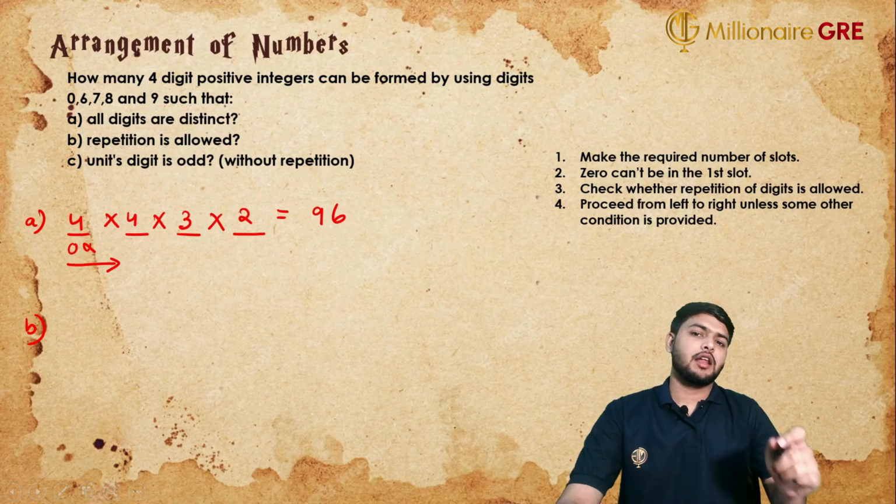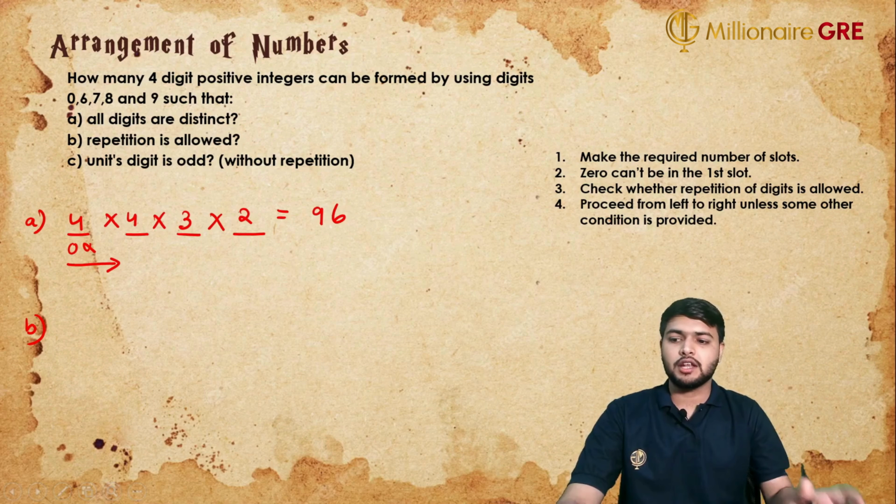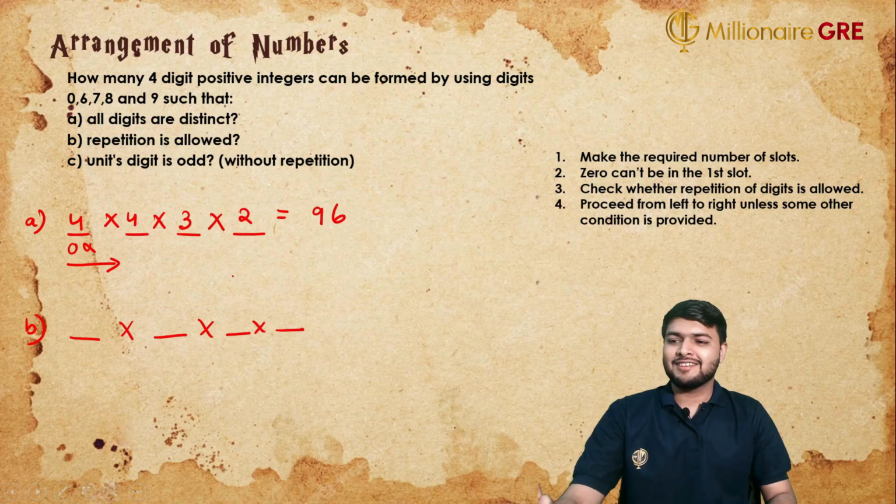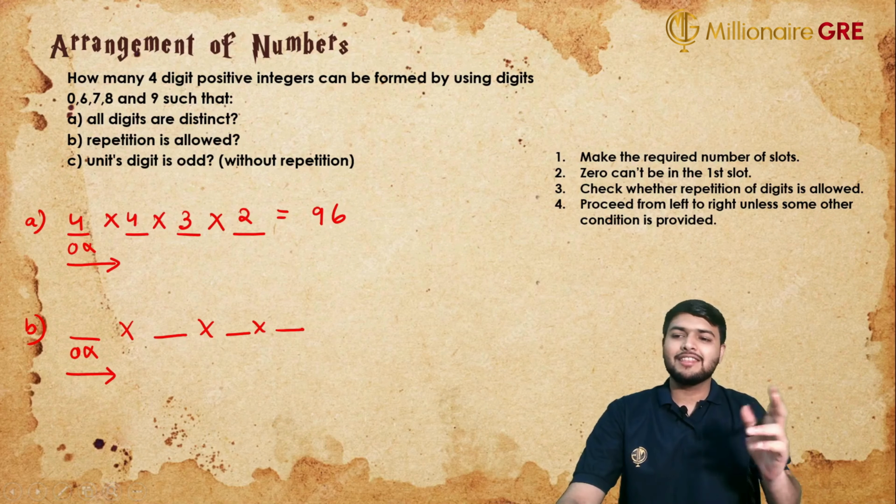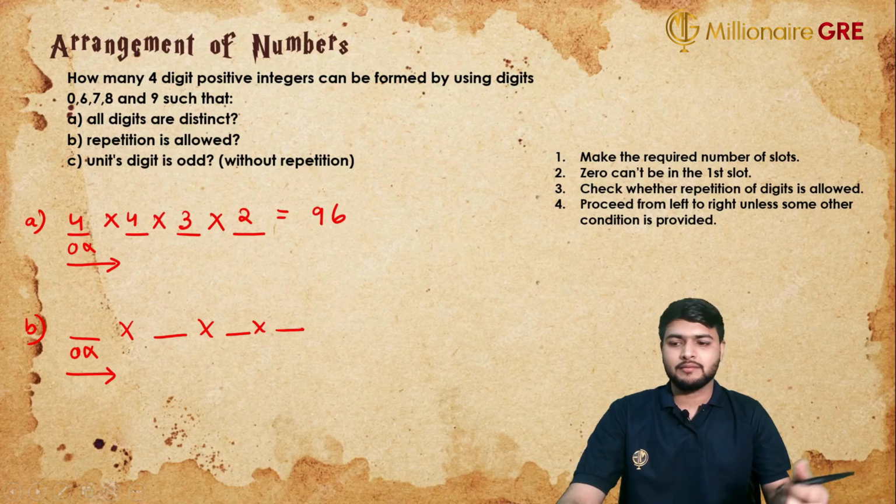Here repetition is allowed. It's the same question, but repetition is allowed. We'll make the 4 slots. 0 cannot be there in the first slot. You check whether repetition is allowed or not. Repetition is allowed. You proceed from left to right, unless some condition is given. There is no other condition given.